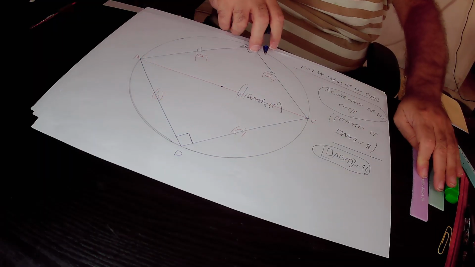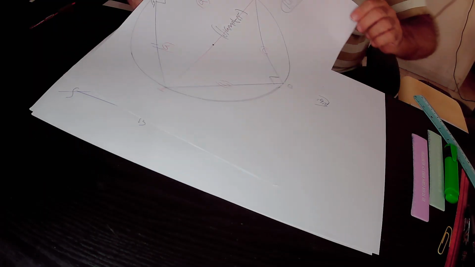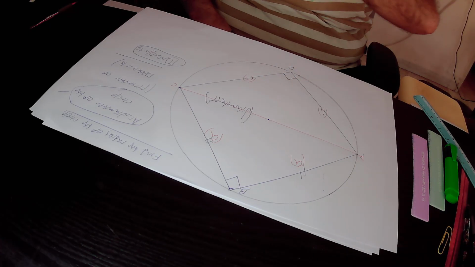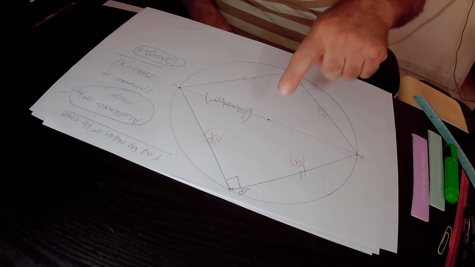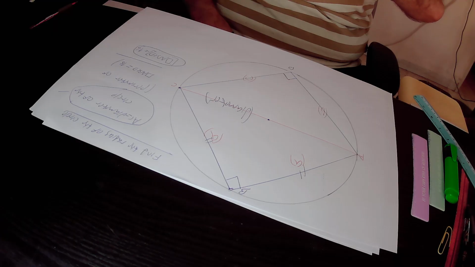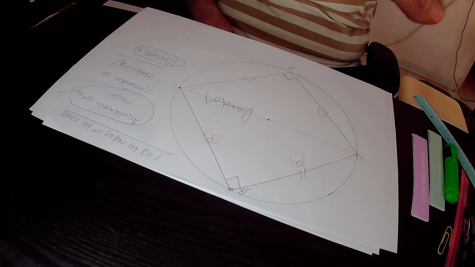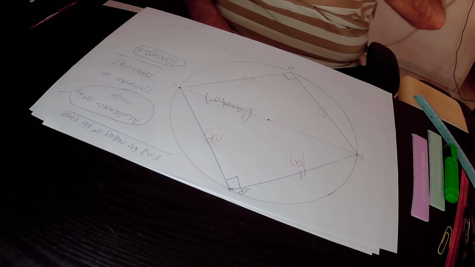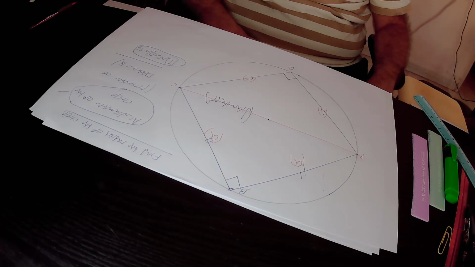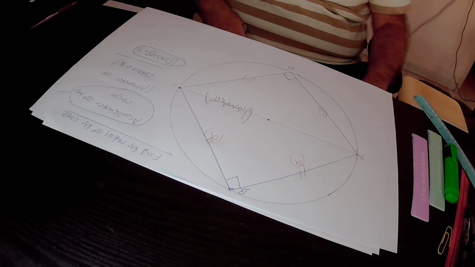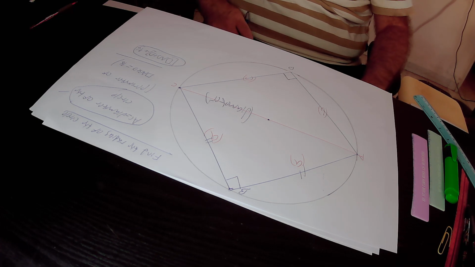So, in the next step, we will implement the Pythagoras theorem on both right angles. Implement the Pythagoras theorem on this right triangle ABC, and on this right triangle ADC. According to the Pythagoras theorem, in any right triangle, the square of the hypotenuse equals the sum of the squares of the perpendiculars.